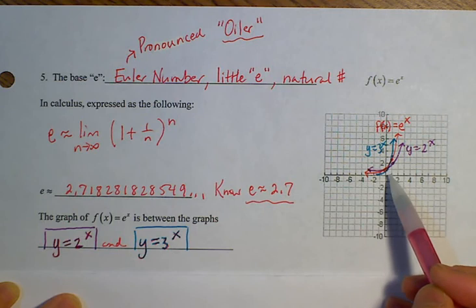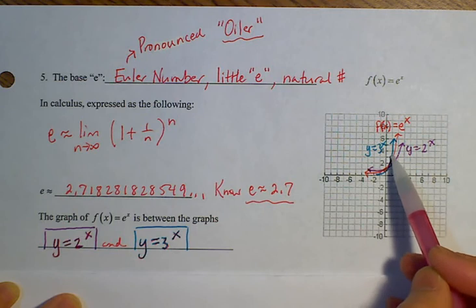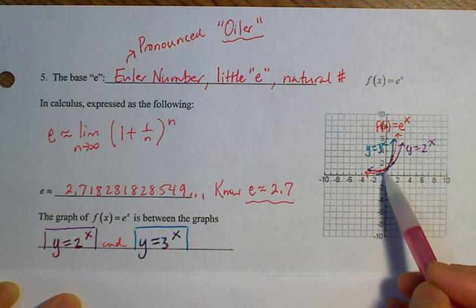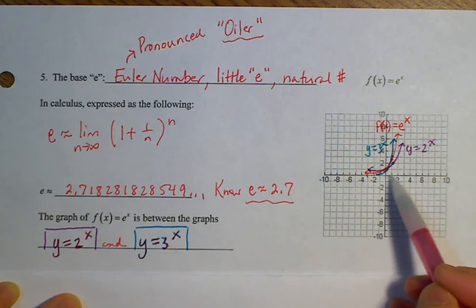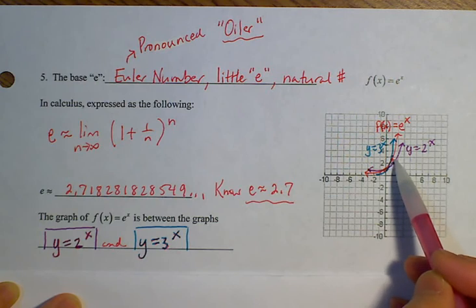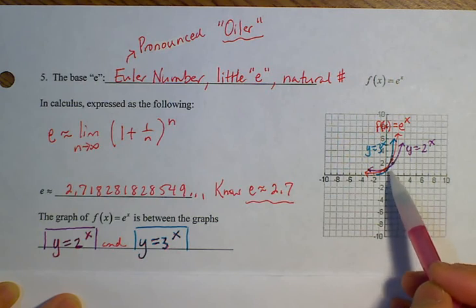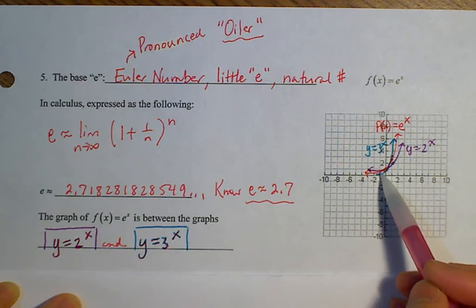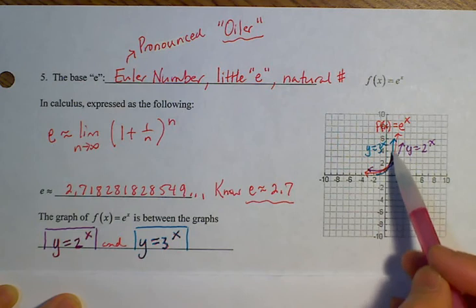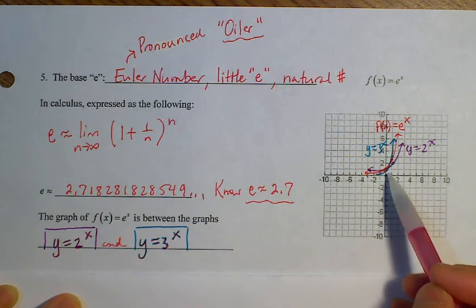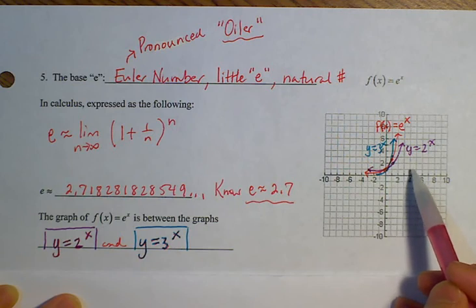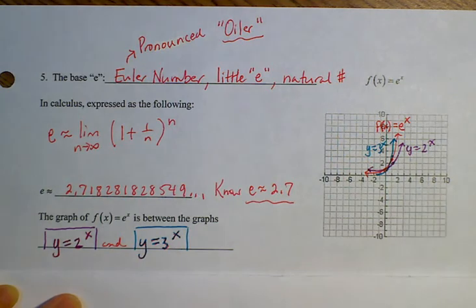And then for 3 to the x, at 1, it's going to be 3. This is the blue graph. At negative 1, it's going to be a third. That means that for e, at 1, it'll be e, which is about 2.7. See how it's right in between. And at negative 1, it's right in between there, which is about 1 over 2.7. So the graph of e to the x lies in between the graphs of 2 to the x and 3 to the x.